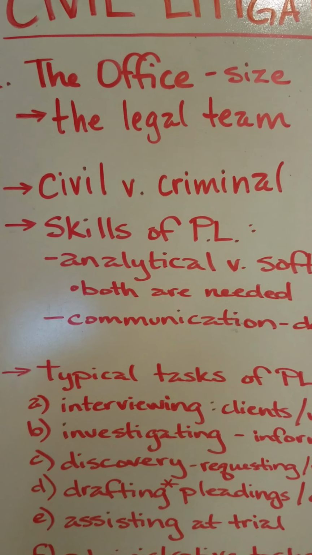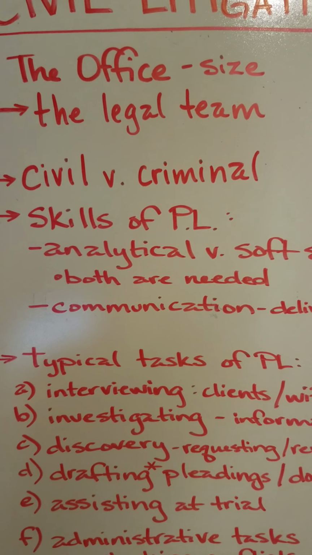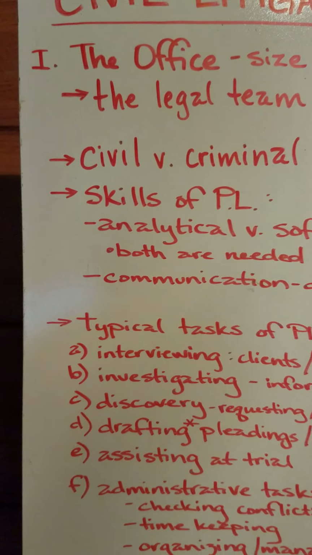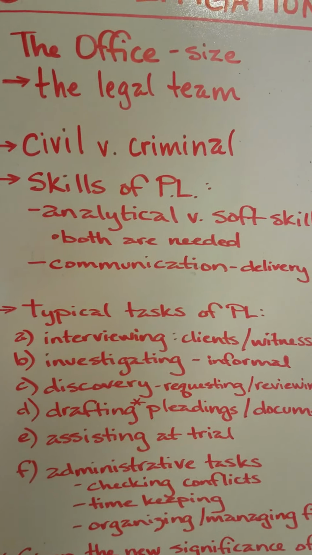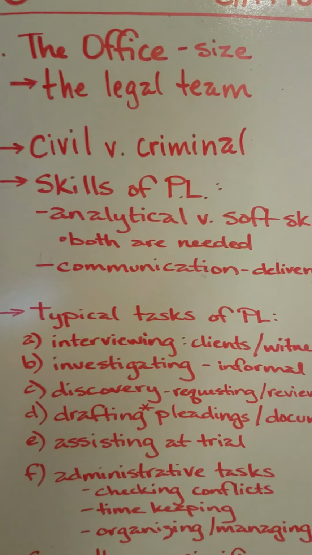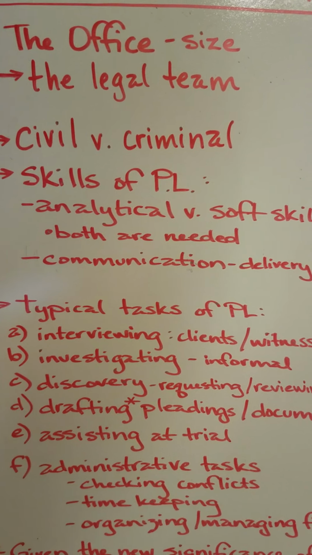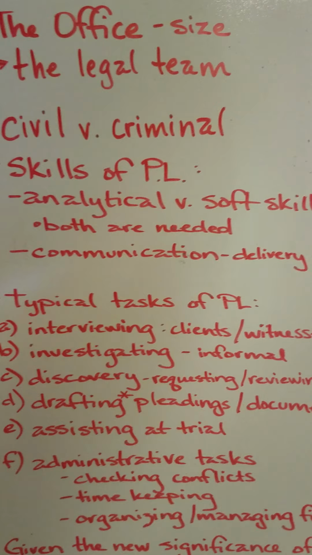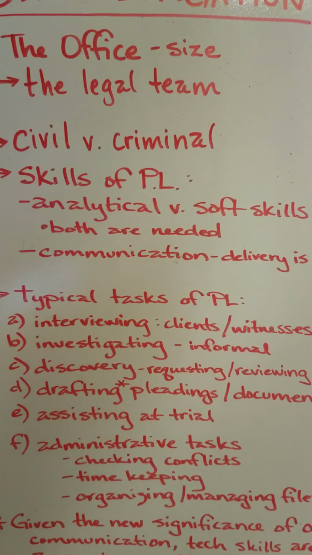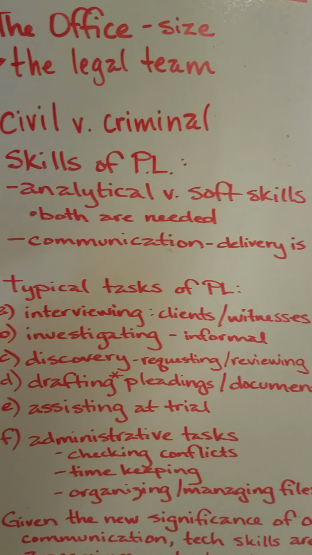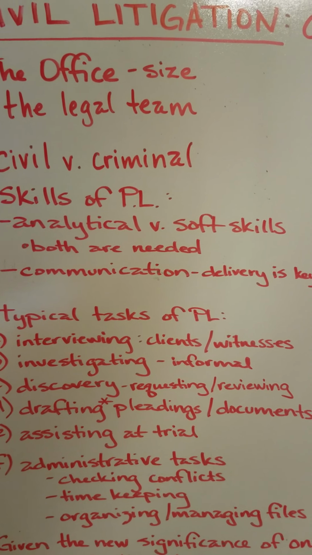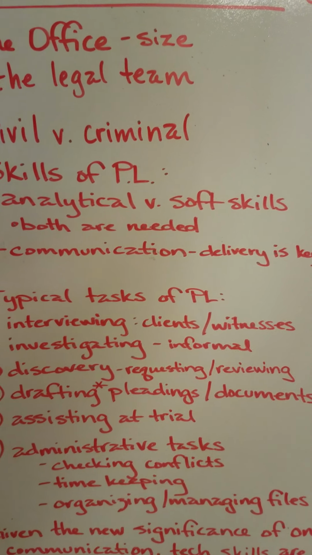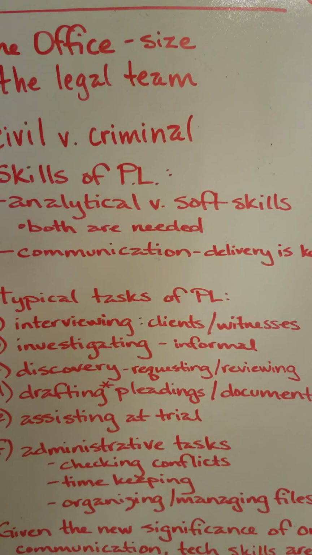Starting off, we talked a little bit about the legal team. Again, that's going to vary depending on the size of the office you work in. The text next goes on to some of the differences between civil cases and criminal cases. I'm not going to rehash that for you here because we've done it a lot, and it's also the focus of chapter 1 in your criminal text. Some of the things that the text talks about deal with some of the skills that a paralegal needs. It sort of breaks those into, or I would break them into, analytical versus soft skills.